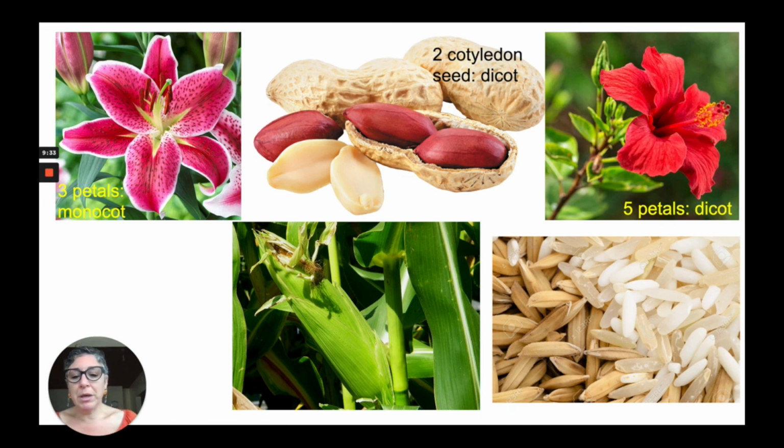The next picture, what we're looking at is corn or maize, but we're looking at the leaf itself, and you can see that all of the leafy parts of the plant have parallel veins, meaning that it is a monocot. And finally, we're looking at rice. Rice is a seed of the rice plant. And if we look at a rice kernel, it does not split. It's just one whole piece itself. There's only one seed to it, meaning that it is a monocot.